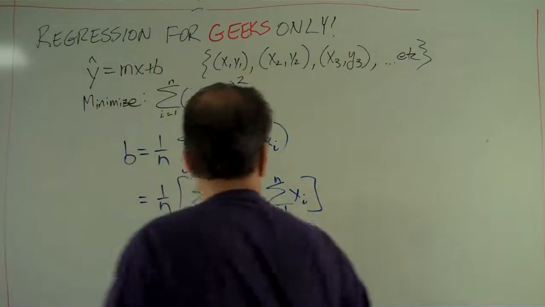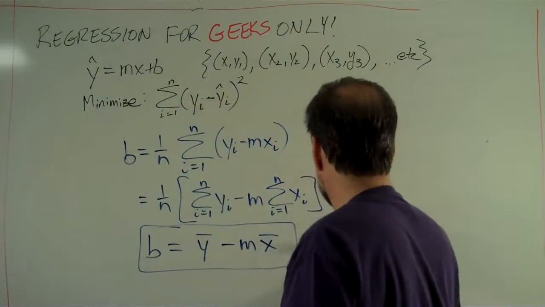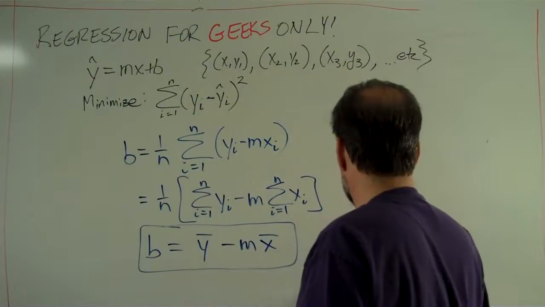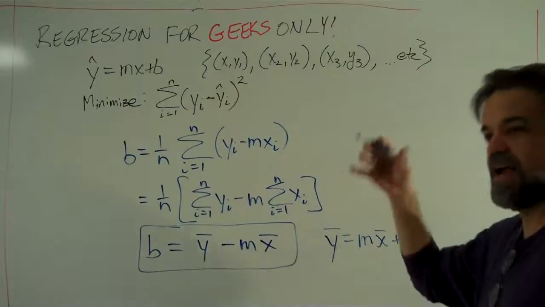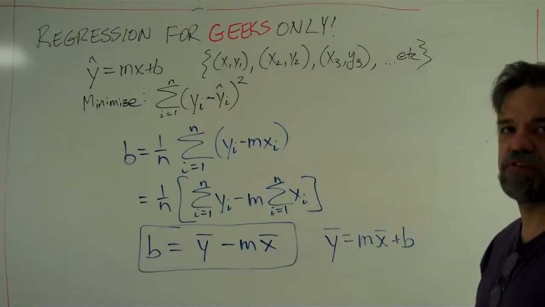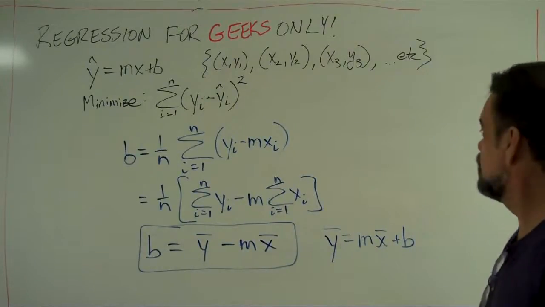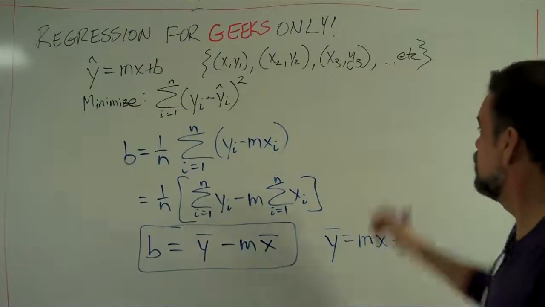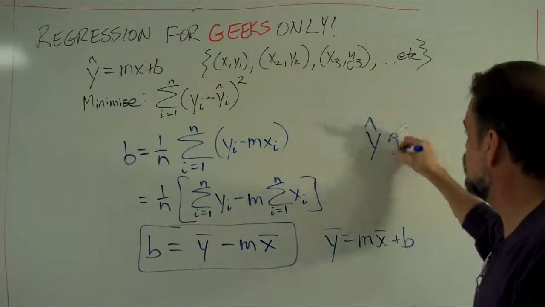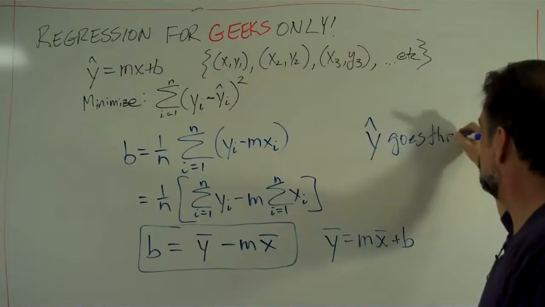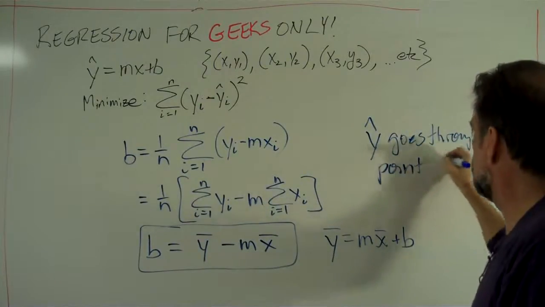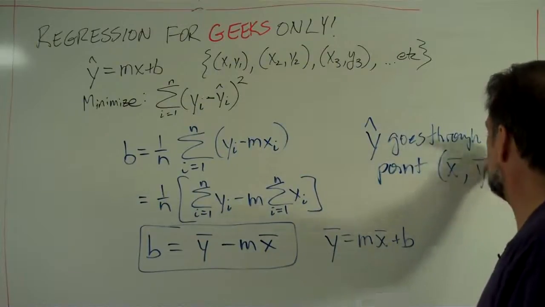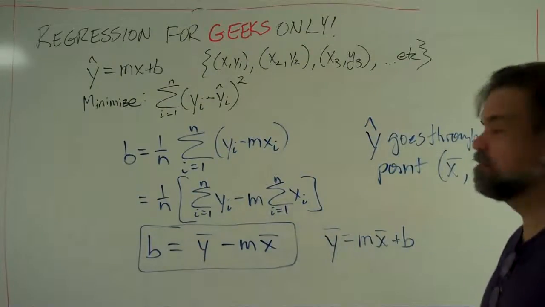Rewriting this a little bit, we get that y bar equals m x bar plus b. And what that means is the point (x bar, y bar) has to be on our line. It must be on our line. Okay? So that's a really good first thing to know, is that y hat goes through the point (x bar, y bar). Okay?